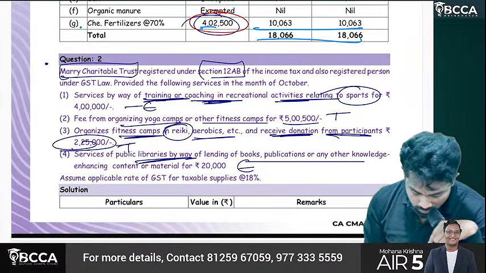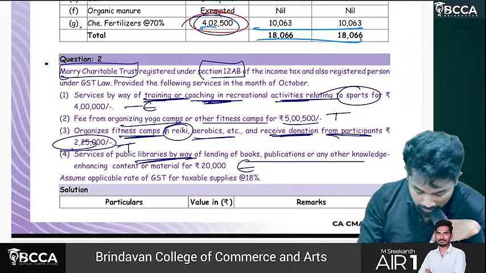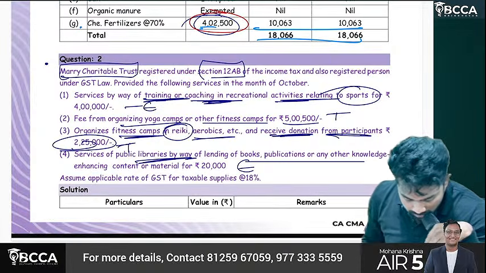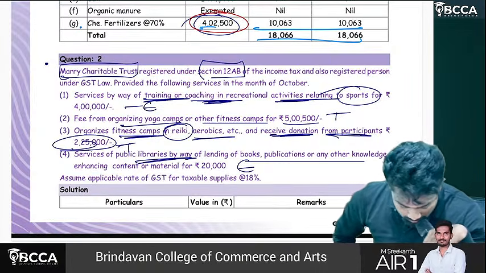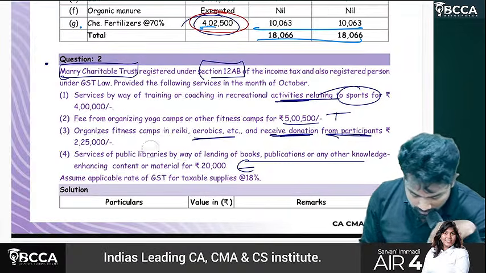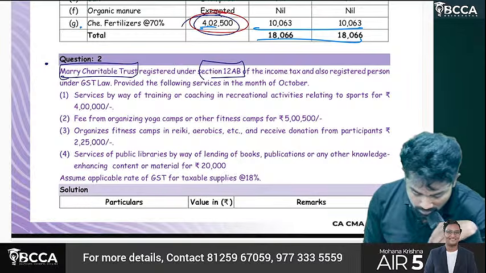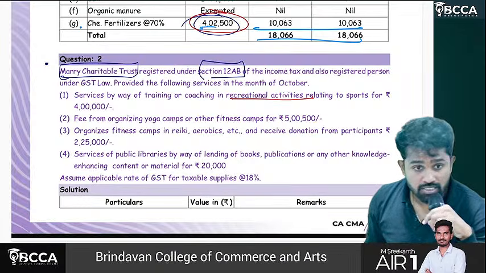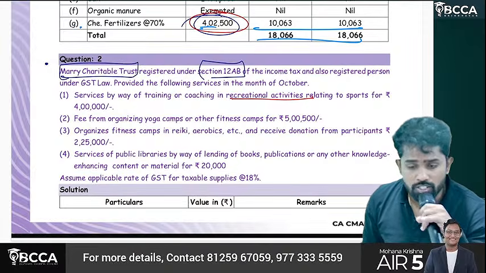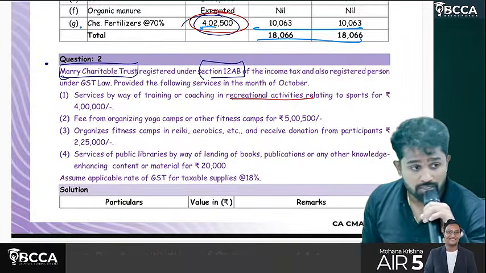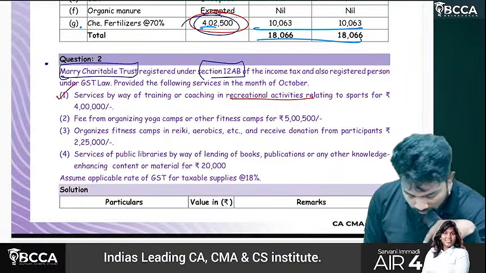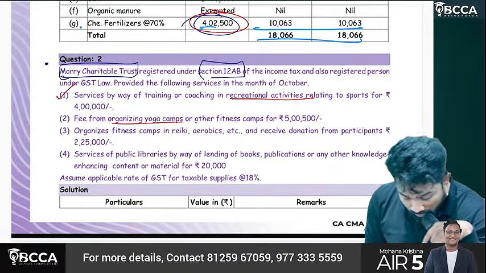Then look at question number 2, sir. Mary Charitable Trust is registered under section 12AB of the Income Tax Act and is also a registered person under GST law. It's a charitable trust only. It is providing services by way of training or coaching in recreational activities. Training or coaching in recreational activities in the field of sports, culture, art by a charitable institution or individual is exempted.